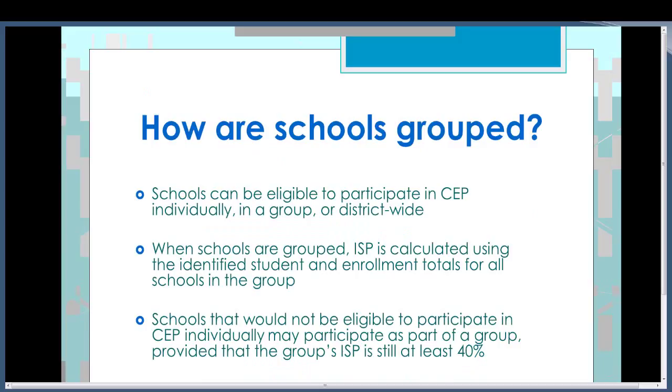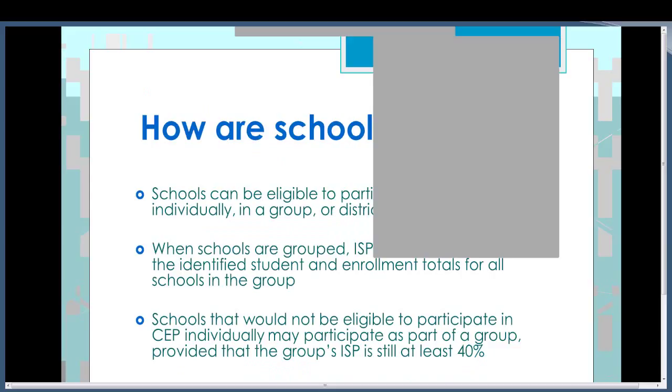Before I turn things over to Heather, I do want to talk a little bit more about grouping, since we get questions in this area often. We've mentioned that a district can elect CEP for a single school, or a group, or groups of schools, or for the entire district. When you're grouping together two or more schools, the ISP is determined by adding all of the identified students for each school in the group, and dividing that figure by the sum of the enrolled students for each school. And so they're aggregate figures.